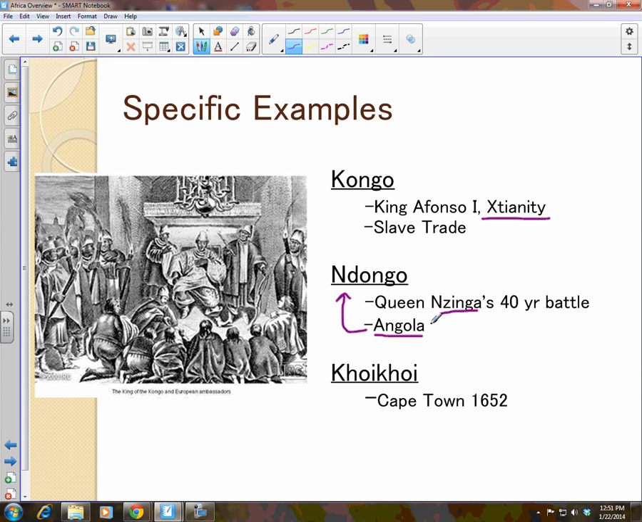In the far south, the Dutch established the colony of Cape Town in 1652. Now, these Dutch settlers were some of the first Europeans in the South, and they came to dominate the local people who were known as the Khoikhoi, or the San.